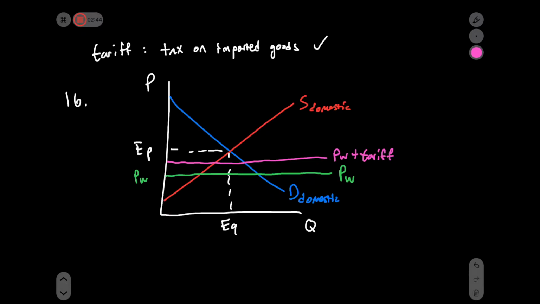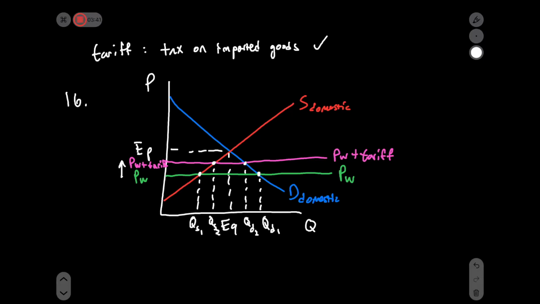Okay. And so, what occurs? Well, we can see that domestic suppliers end up increasing the amount that they produce from QS1 to QS2. Domestic consumers decrease their consumption from QD1 to QD2. And what occurs here? Well, we can see that neither the supply curve nor the domestic demand curve shift. But what happens is the price increases from P sub W to P sub W plus the tariff. And neither of the curves shift. So that's the answer there.